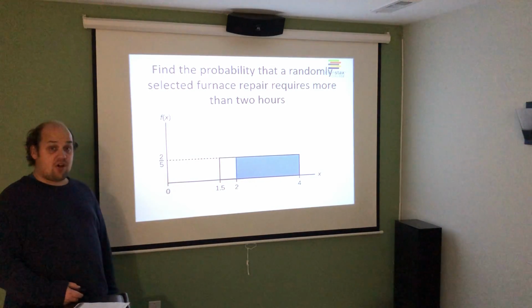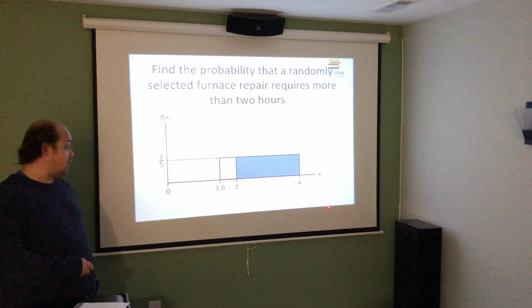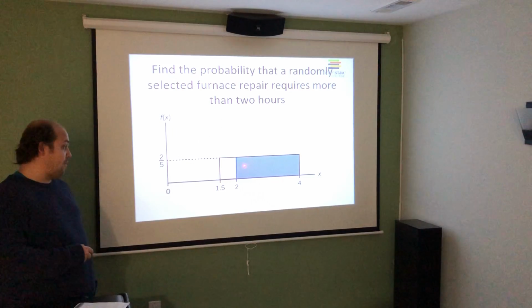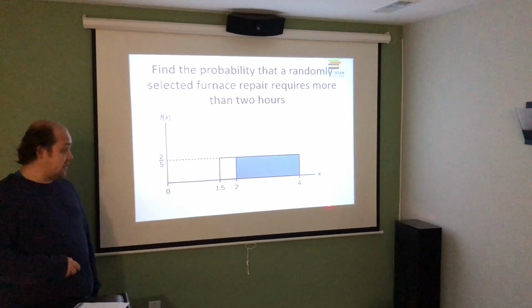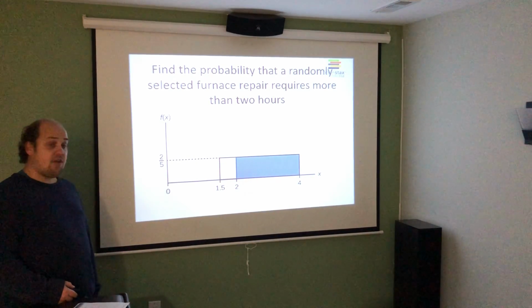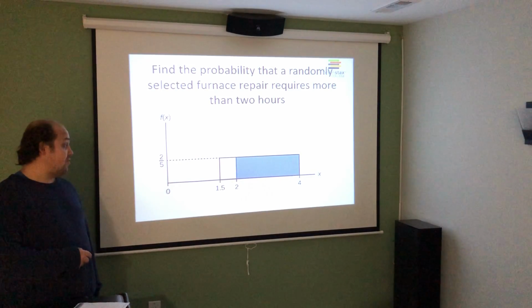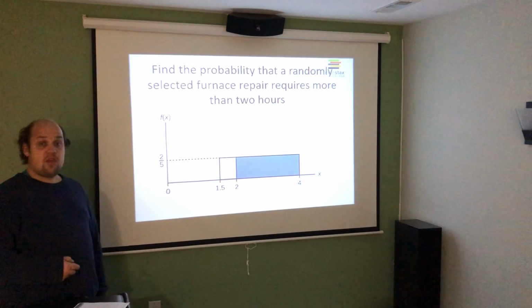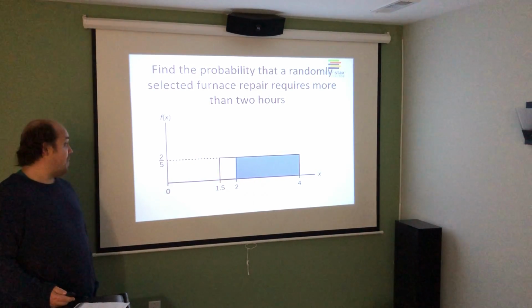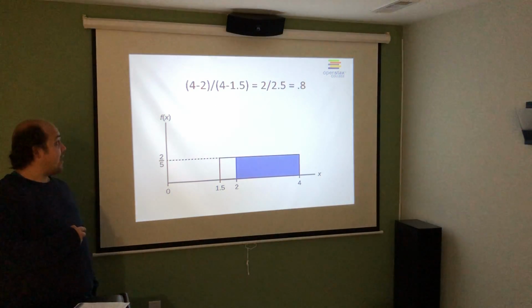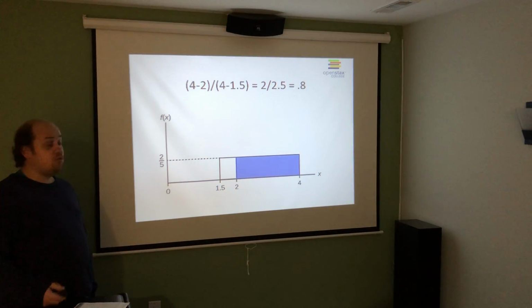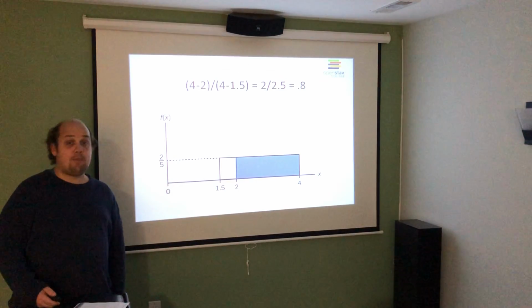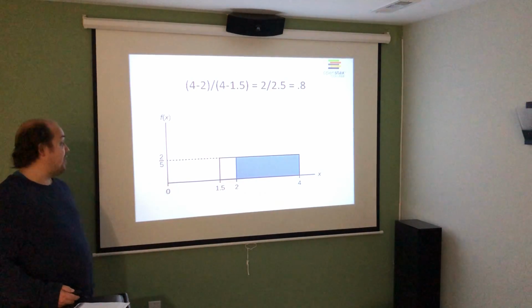Now that I've got it drawn, I can use the same technique as before. On top, the numerator is 4 minus 2 for the end of the shaded area minus the start of the shaded area. On bottom, the denominator is 4 minus 1.5 for end of the box minus start of the box. That's why I end up with 2 divided by 2.5, which ends up being 0.8 or 80% of the values.